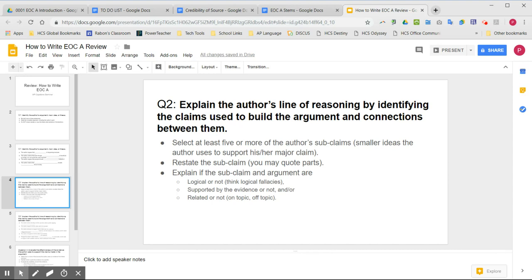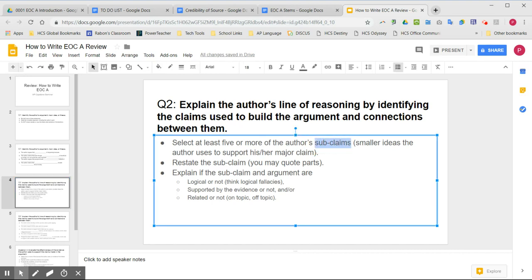So it's not a magic number, but it would help to shoot yourself a goal of 5. All right, at least 5 of the author's subclaims. These are the smaller ideas that help support the author's major claim. You don't have to call them subclaims. You can say mini claims. You can say topics. You can say mini thesis statements. There's not a fixed language there, but if it's easy for you, just stick with subclaims since that's what we've seen in the examples so far.